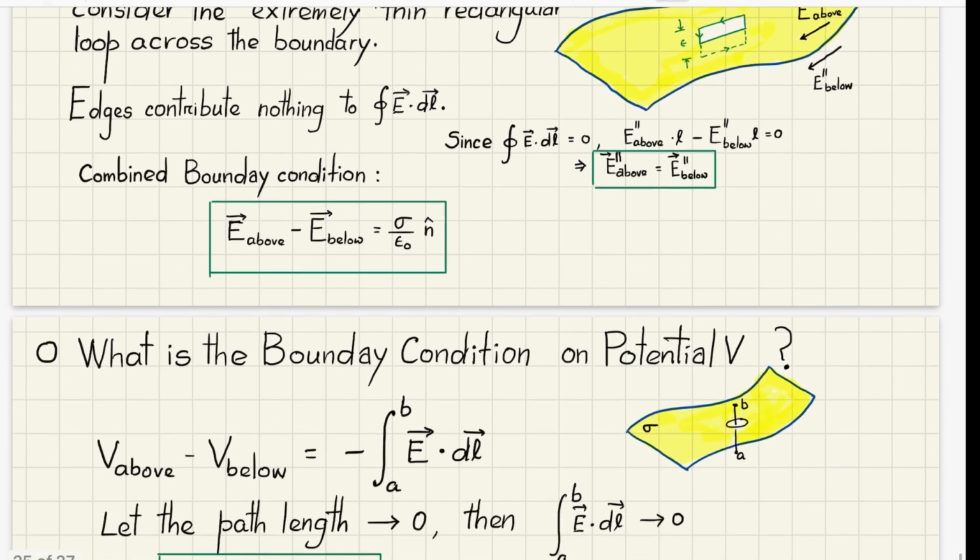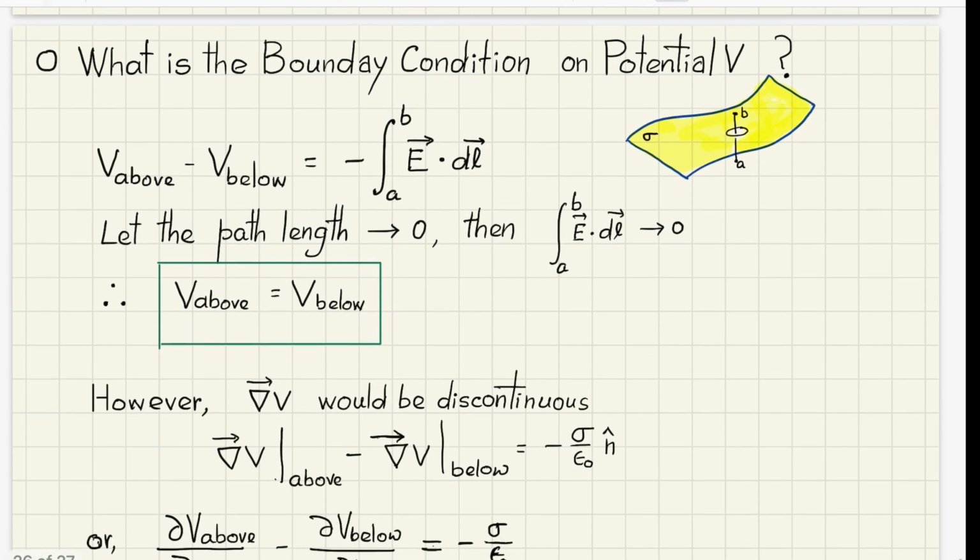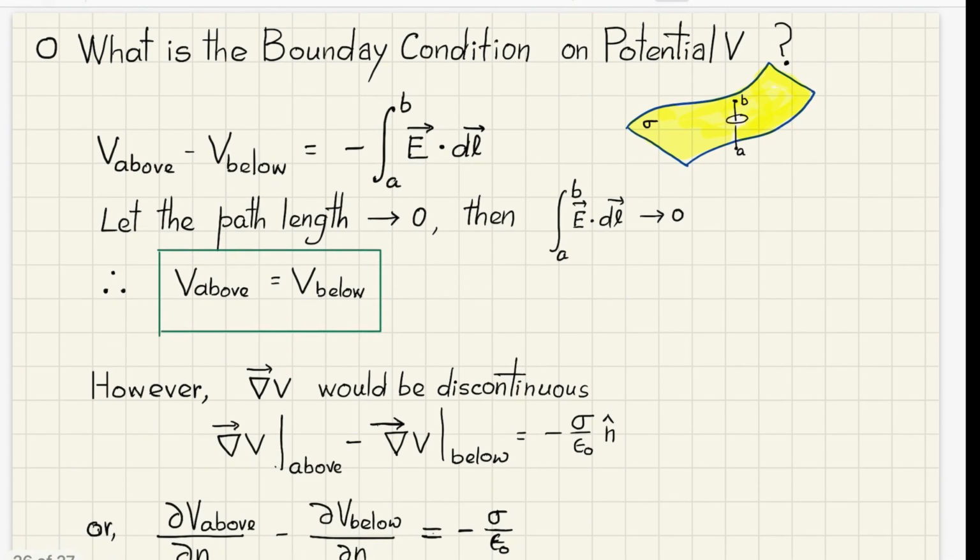Now, is there a boundary condition for potential also? That's for the field. You might already have guessed from our examples that V above and V below is continuous. Why? Because, let's say, going from A to B, just below and just above, I can always take this path length going to 0, which means the integral from A to B of E dot dl can go to 0. So V above must be equal to V below.